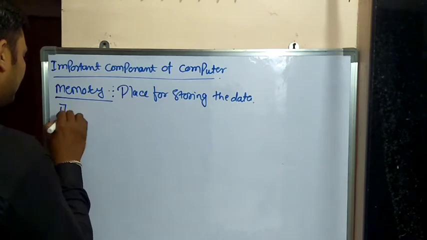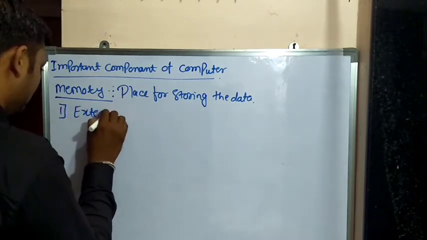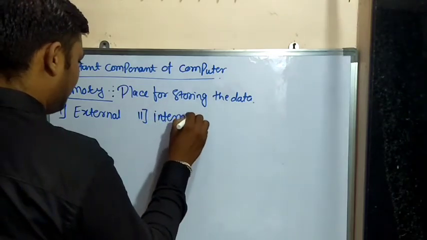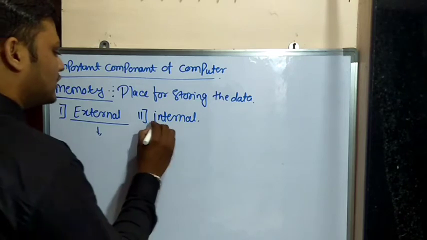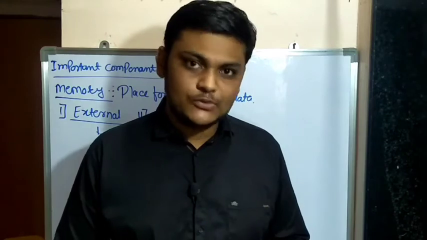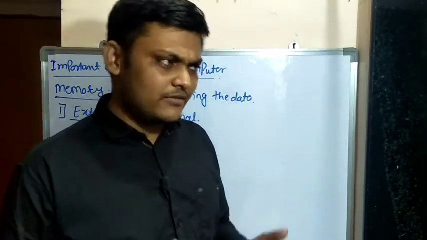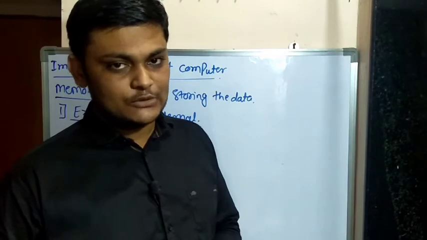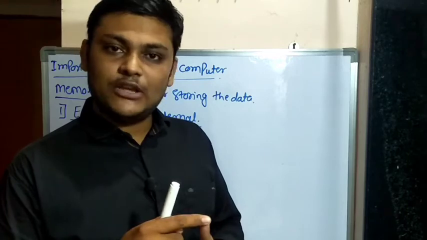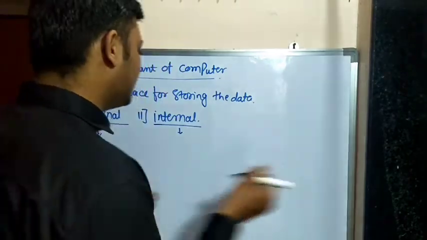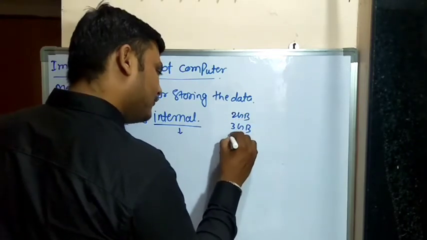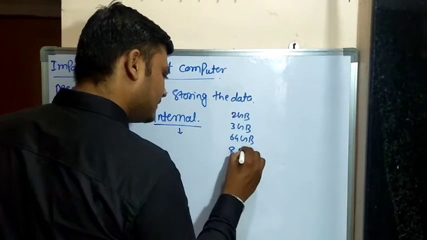Memory is of two types. First is external and second is internal. What is meant by external memory and what is meant by internal memory? See this, whenever you buy a new mobile phone, tablet, laptop, PC, whatever kind of device you are going to buy newly, he used to say that this mobile phone has internal memory of 6 GB, 2 GB. He used to say the laptop is 2 GB, 3 GB, 64 GB, 8 GB.